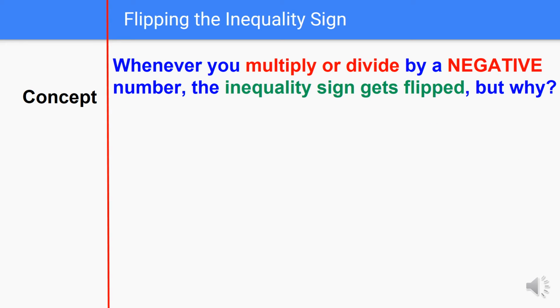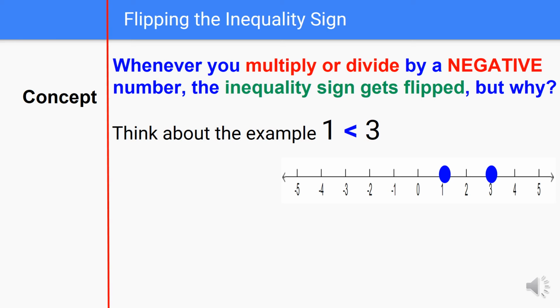Let's think about this though. Flipping the inequality sign. The concept is a bit tricky. Whenever you multiply or divide by a negative number, the inequality sign gets flipped. But why, you might ask? Well, let's think about the example.